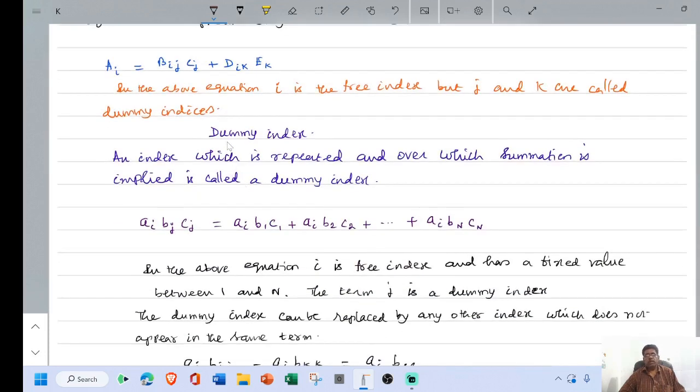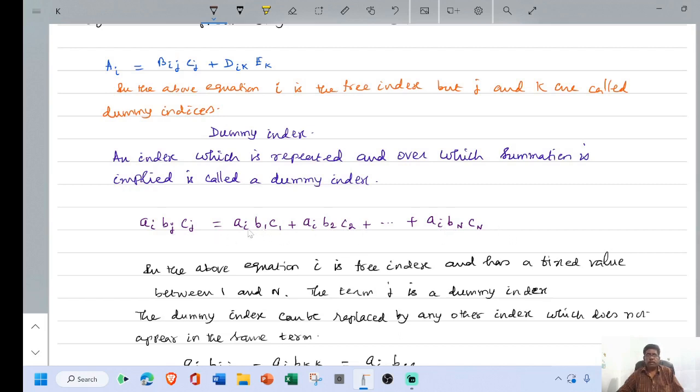Now we should go for the dummy index. An index which is repeated and over which summation is implied is called a dummy index. See this equation, ai bj cj. Here i is the real index, j is the dummy index. If you expand this, ai b1 c1 plus ai b2 c2 plus up to ai bn cn. Here the value of j is 1 to n.